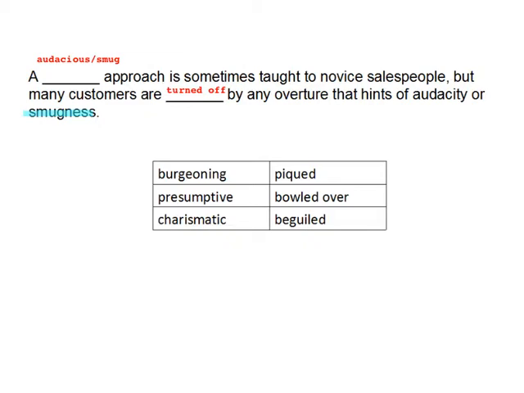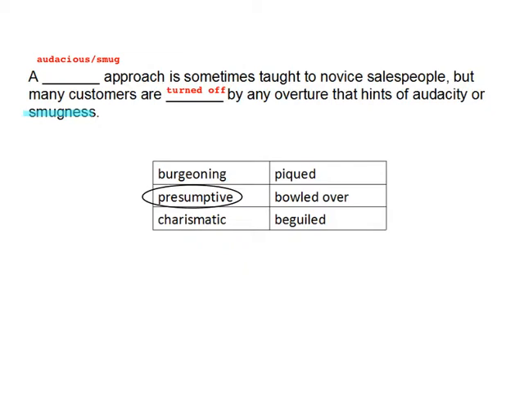And now we're well on our way to our correct answers here. What most nearly means smug, or in other words, an unlikable approach in the novice salespeople, and that's certainly not charismatic. Burgeoning doesn't get there. Presumptive is our best match. Your presumptive approach, however, that can make one appear smug.